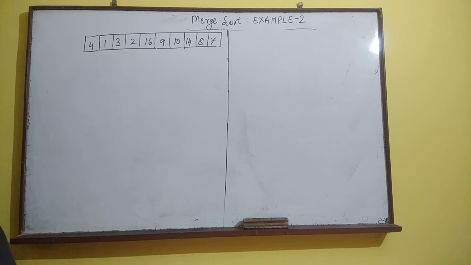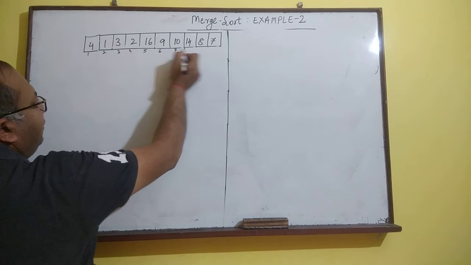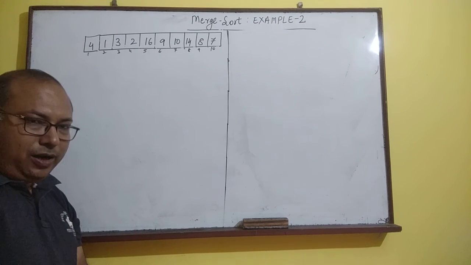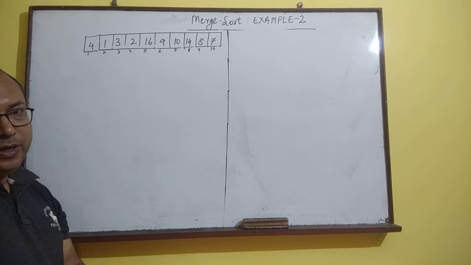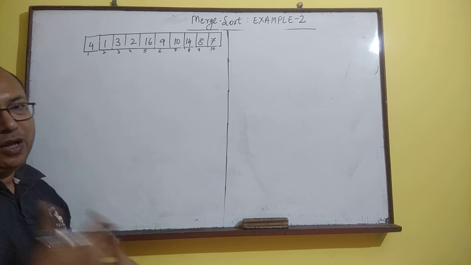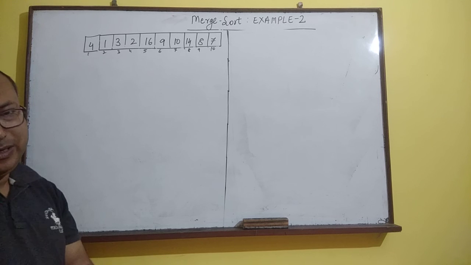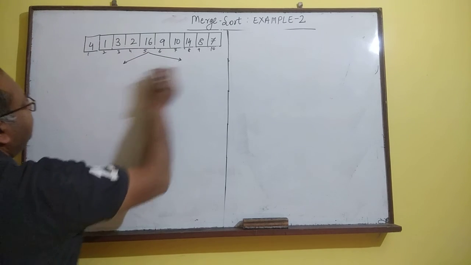The array which is given to us, which we need to sort, has 10 elements: 1, 2, 3, 4, 5, 6, 7, 8, 9, 10. As we have already discussed, first we divide our array into two halves, then divide those two halves further into two halves, and the process carries on until we get arrays of single elements. So let us divide this array into two parts.